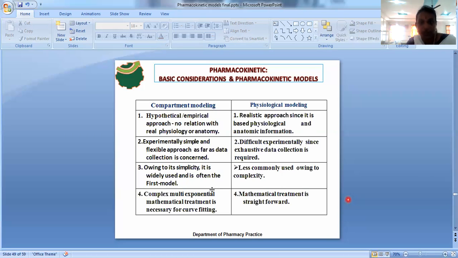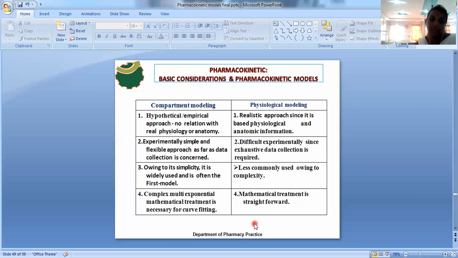These are the differences between the compartment model and the physiological model. The compartment model is completely a hypothetical model, and it does not have any relation with the real physiological and anatomical modeling. Whereas this is the realistic approach, completely based upon physiological or anatomical information. Here the experiment is a simple and flexible approach so far as data collection is considered.